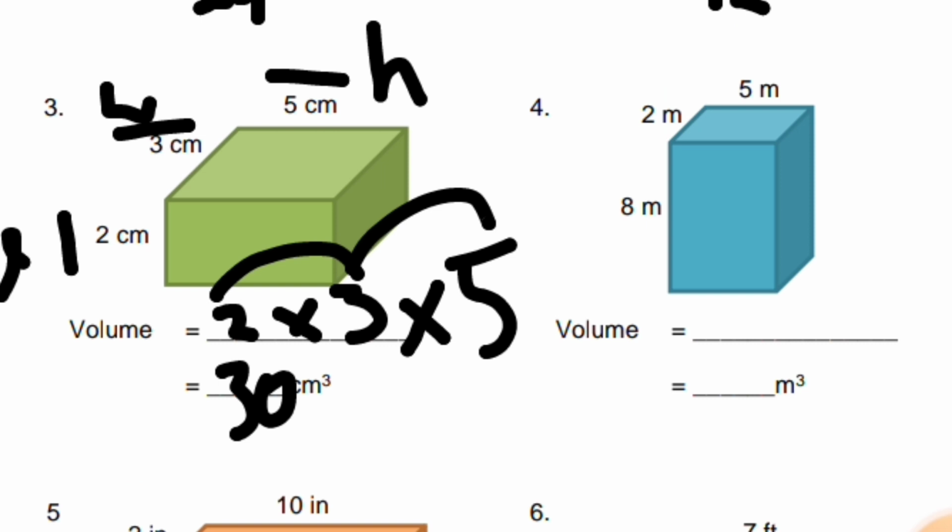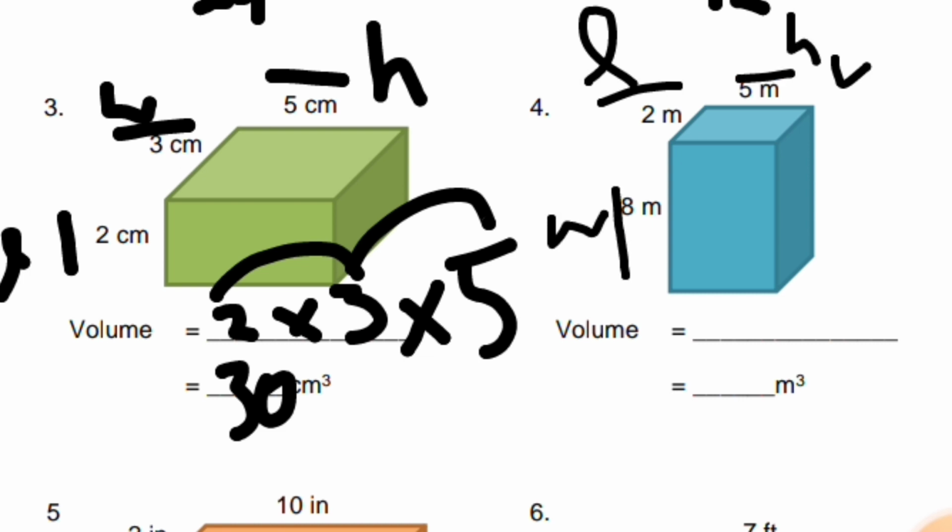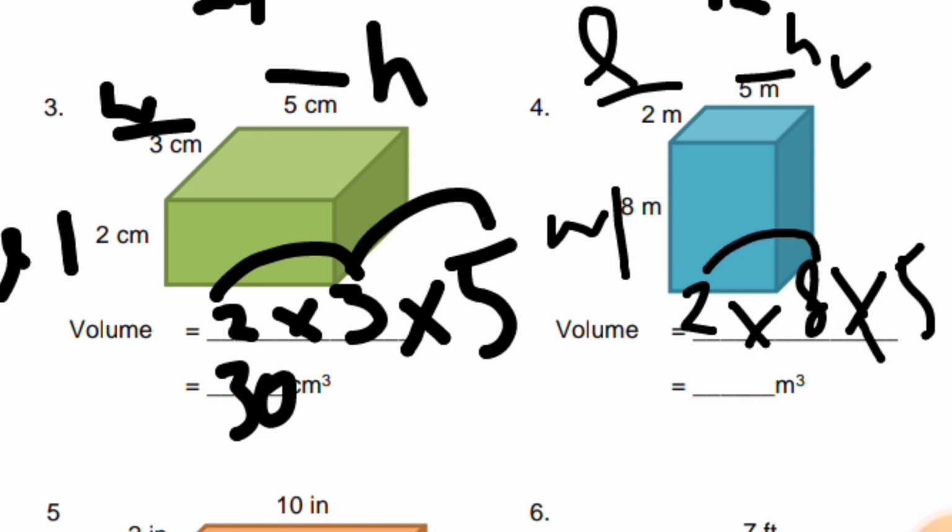Our next question, number 4, is this one. In this part, this one is our length of the rectangular prism, the next is our width and this one is our height. So we just need to put the values in the formula to find out the volume of a rectangular prism. For this one we write 2 times 8 times 5. So 2 times 8 equals 16 and 16 times 5 equals 80. So 80 meter cube will be our answer for question number 4.